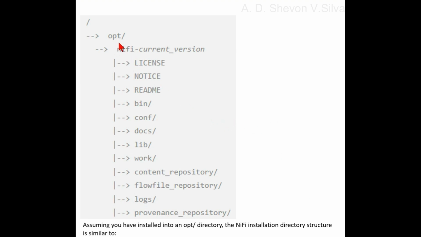Here you can see opt is in root, and here NiFi-current version is inside the opt directory. License, notice, readme, bin directory, config directory, docs, lib, work, content repository, flow file repository, logs, and provenance repository are inside the NiFi-current version directory.